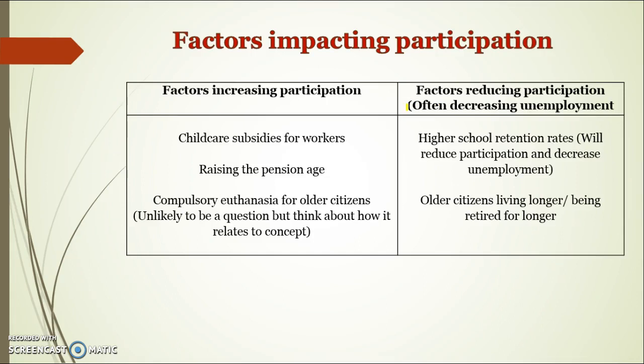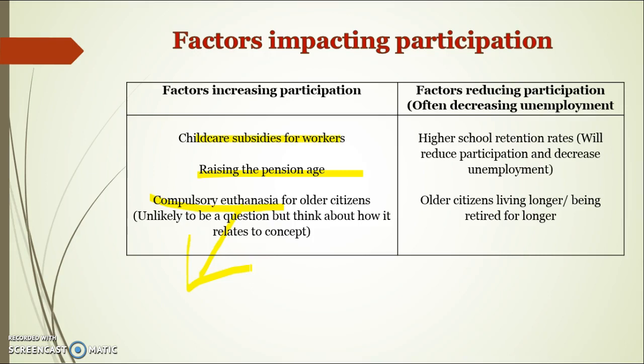Factors impacting participation, factors increasing participation, anything that's going to get more people to start looking for work. So raising the pension age means people have to stay and work longer. Childcare subsidies for workers means they'll go back to work quicker after having a child. Compulsory euthanasia, pretty drastic, but we'll have less older citizens that aren't in the labour force, which would be good as well for keeping participation higher. But it would have bad effects because I like my grandma.